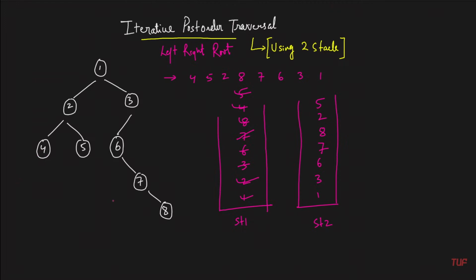Does 4 have a left? No. Does 4 have a right? No. So the 4 will be the last one. Once your stack 1 becomes empty, you can stop. And the moment you stop, take these elements out from the stack in the last in first out fashion.